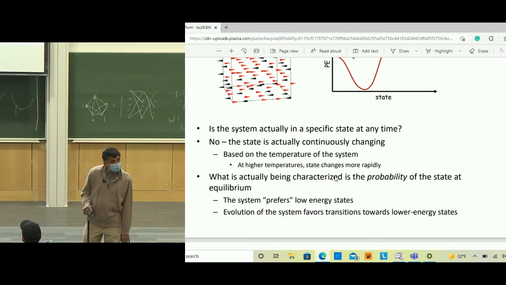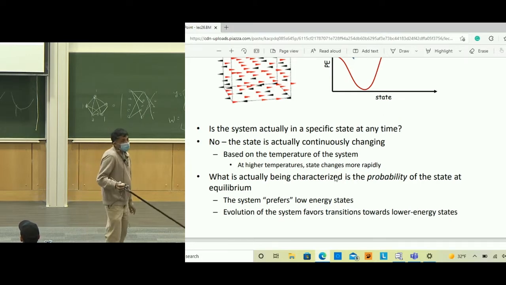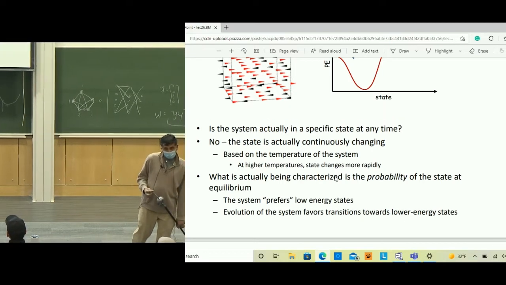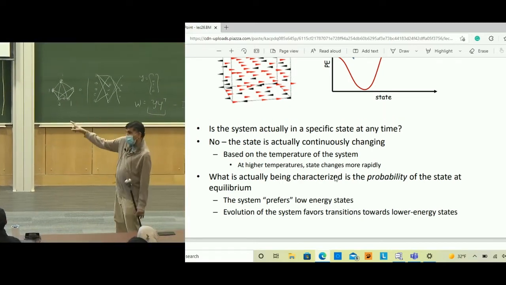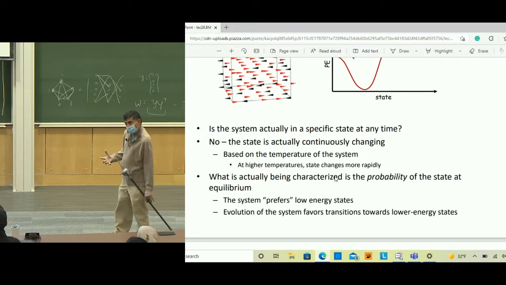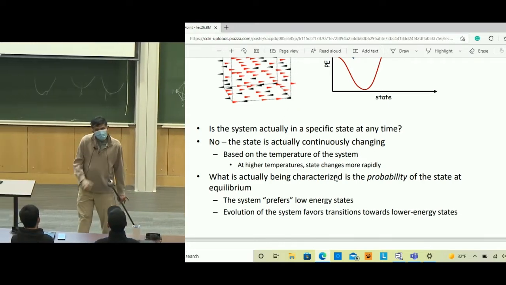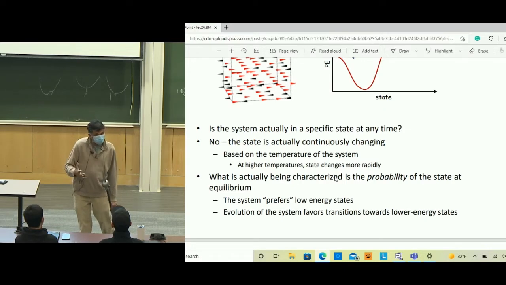Absolute zero. That is the only situation where a system doesn't have any more motion. Correct? Nobody has seen absolute zero. It's a theoretical concept. So what happens over here is that the system doesn't really stay in one state. It's going to keep bouncing around. The states are going to keep flipping.